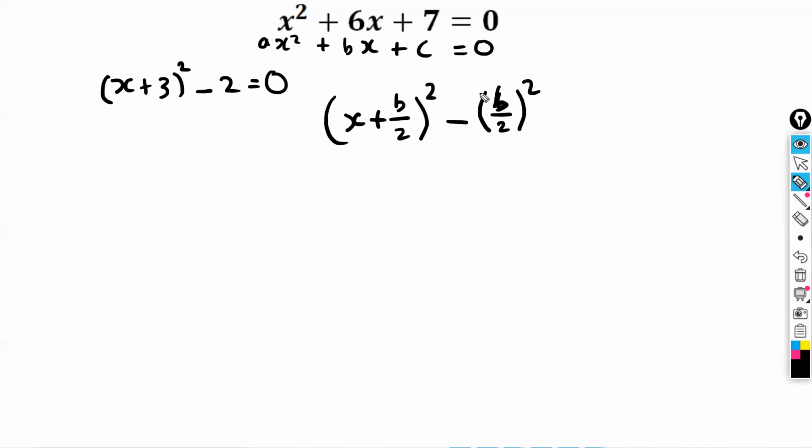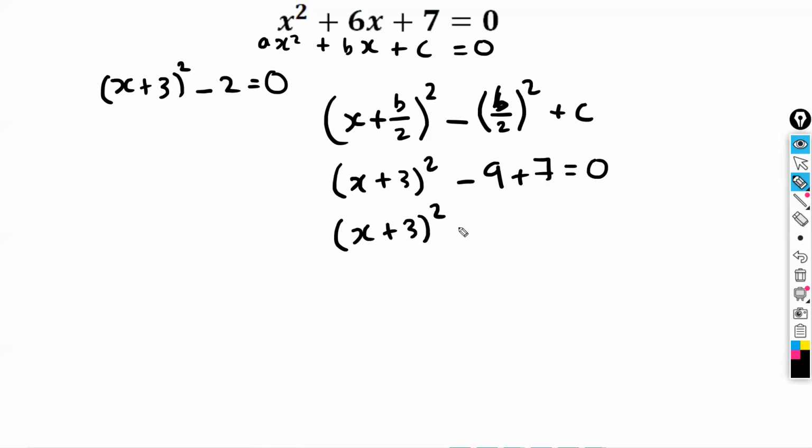So again, b is 6, so 6 over 2 is going to be 3, and 3 squared is going to be 9, plus c, and our c term is 7. So what that would have left us with is x plus 6 over 2, which is 3, squared, minus 6 over 2, 3 squared, 9, plus c, and our c term is 7, which is equal to 0. Therefore, we have x plus 3 squared minus 2 is equal to 0. So this is the general formula for completing the square.